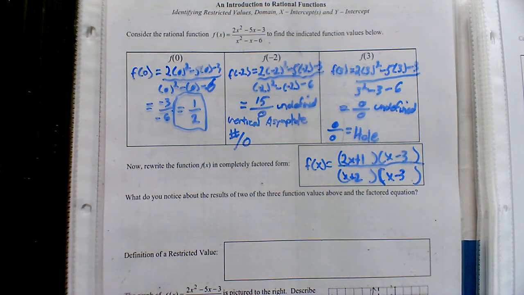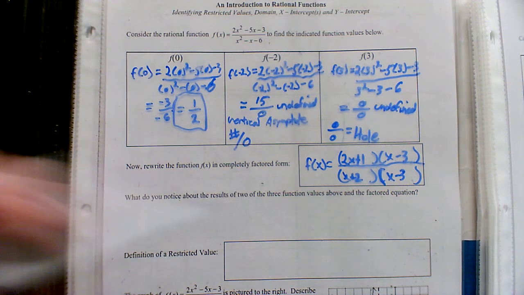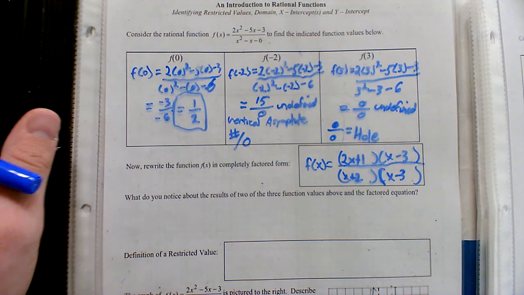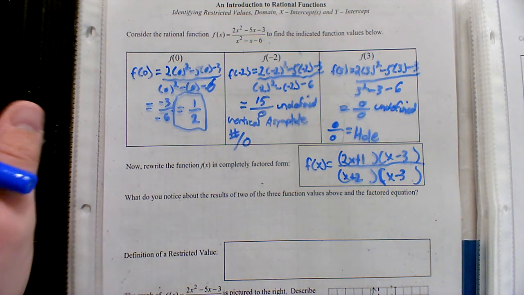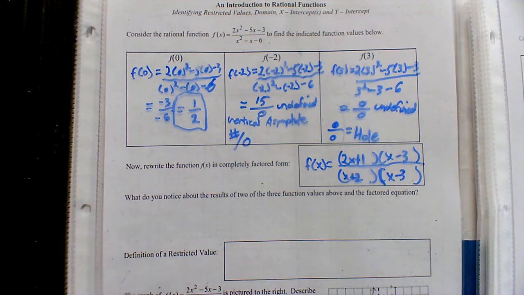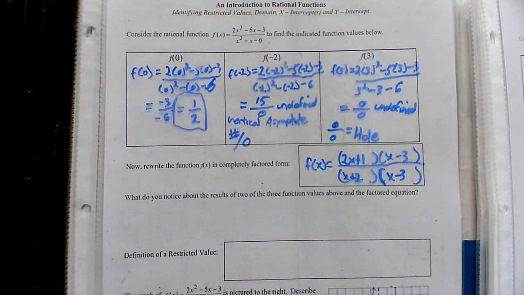So it's completely factored. Now we're going to use this factored form to help us through the rest of this problem. So, next question about this factored form then. What do you notice about the results of 2 of the 3 function values above and the factored equation? What connection do you see from your answers up here and this factored equation?